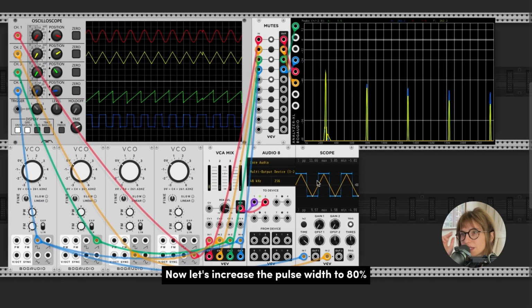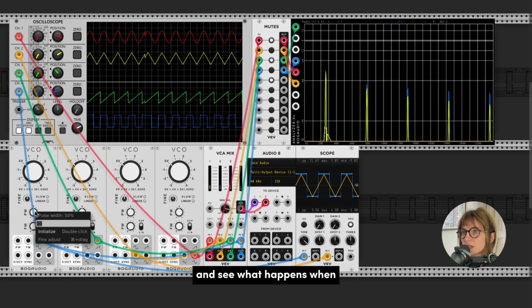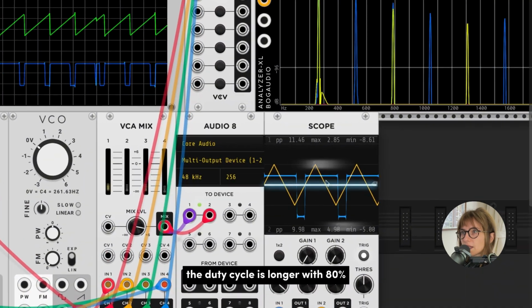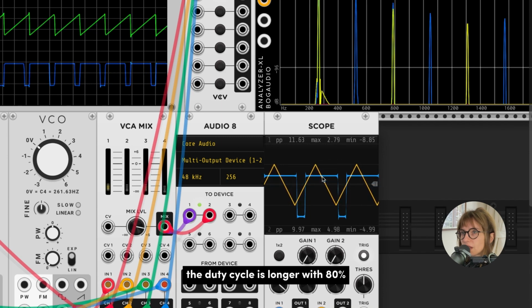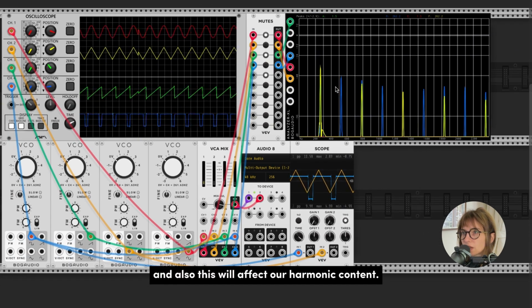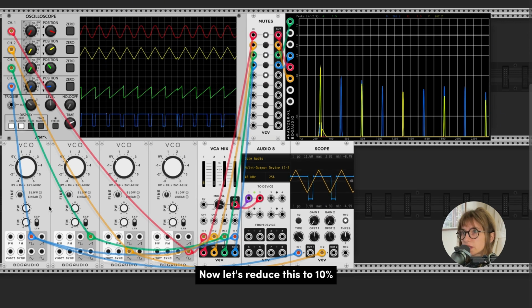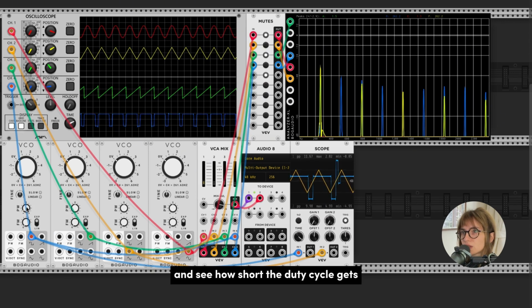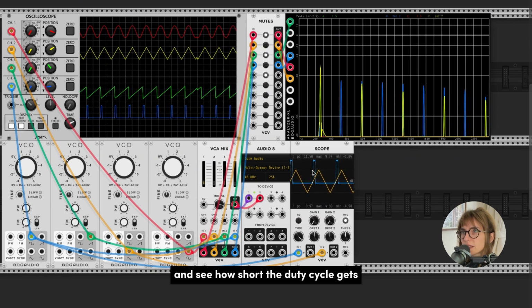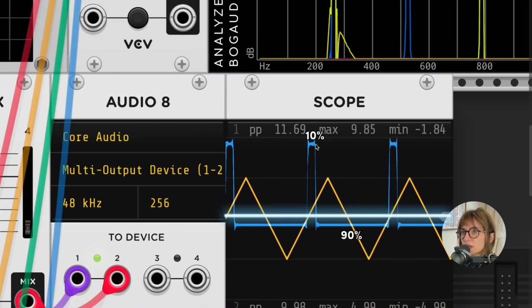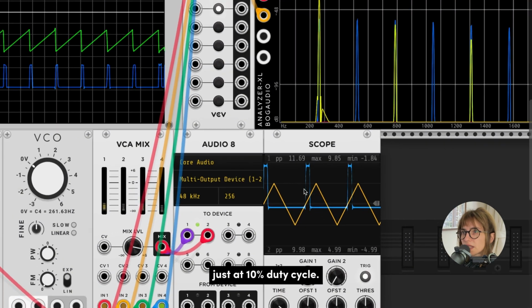Now let's increase the pulse width to 80% and see what happens when the duty cycle is longer. This will also affect our harmonic content. Now let's reduce this to 10% and see how short the duty cycle gets. You can see this peak here is very short now, just a 10% duty cycle.